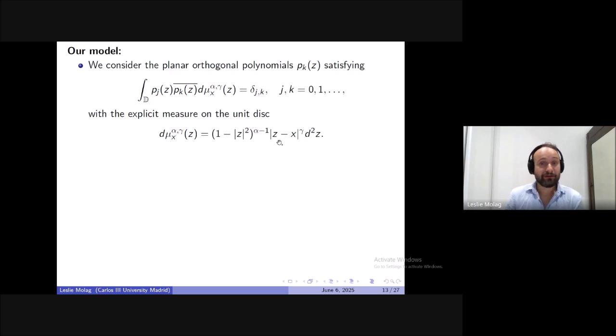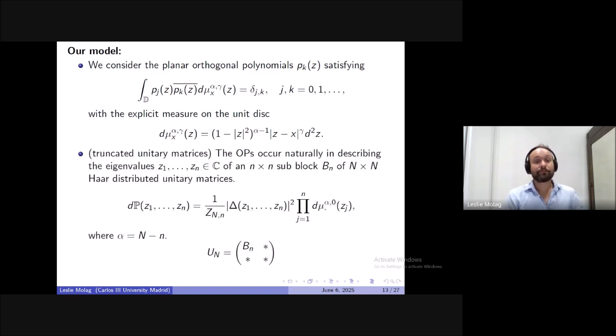Now, if you don't have this point charge insertion, but just this term, then it turns out to describe a particular random matrix model. Actually, not a random normal matrix model, but the so-called model of truncated unitary matrices. Without going too much into detail, there is a way to Haar distribute complex unitary matrices, meaning there is some measure that's invariant under left and right multiplication, which exists.